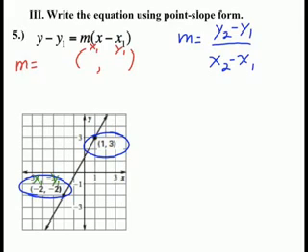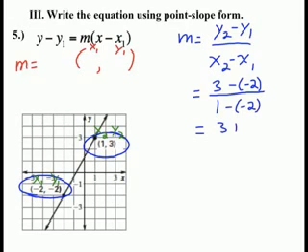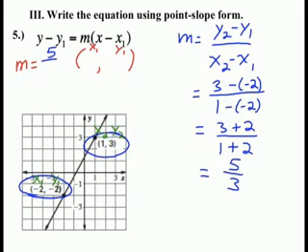So looking at our points, -2, -2 is our x1, y1, and 1, 3 is our x2, y2. So now we substitute those into the slope formula. So we have 3 minus -2 over 1 minus -2. So that would be 3 plus 2 over 1 plus 2, which equals 5 over 3. So now we have the slope of 5/3, 5 over 3.